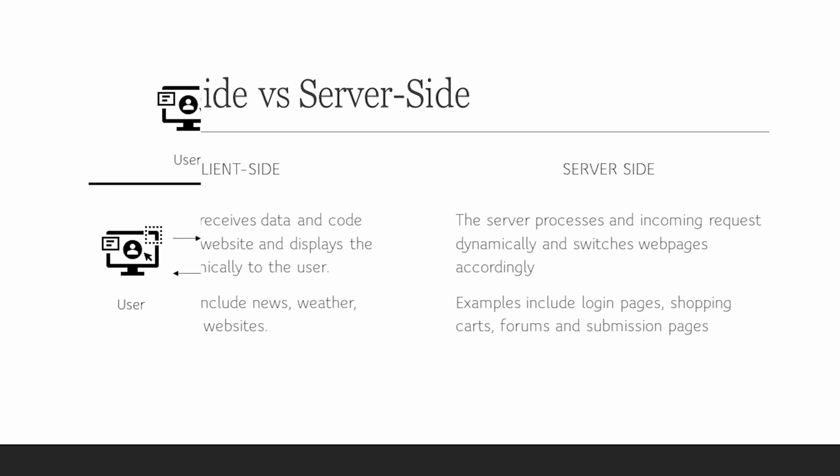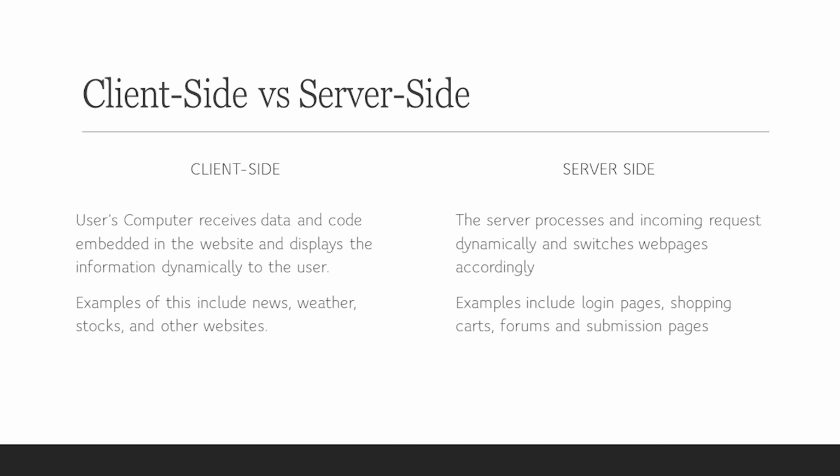Most of the examples we've seen so far are examples of client-side dynamic web pages. A client-side dynamic web page changes the information displayed on a specific web page or a specific screen based on the needs of the user. This page will be rendered in real time by the user's computer itself.